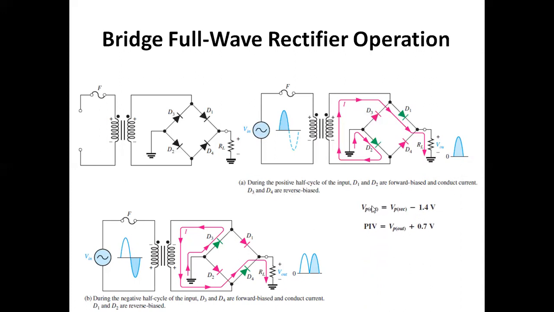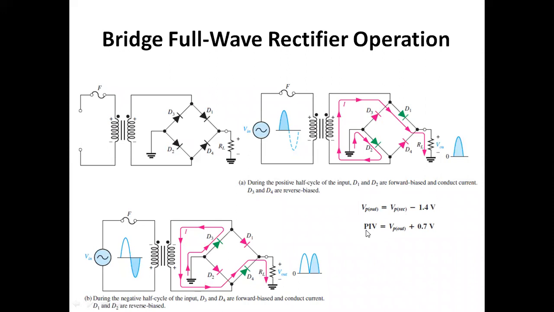Some mathematics. What is the peak output voltage of the rectifier? It is the peak secondary voltage minus 1.4 volts. That 1.4 volts is equivalent to two diode drops, because at any given point, two diodes are forward biased, which drops a voltage of 1.4 volts. So if you want to calculate the peak output voltage, you just need to know the peak secondary voltage and subtract 1.4 volts.